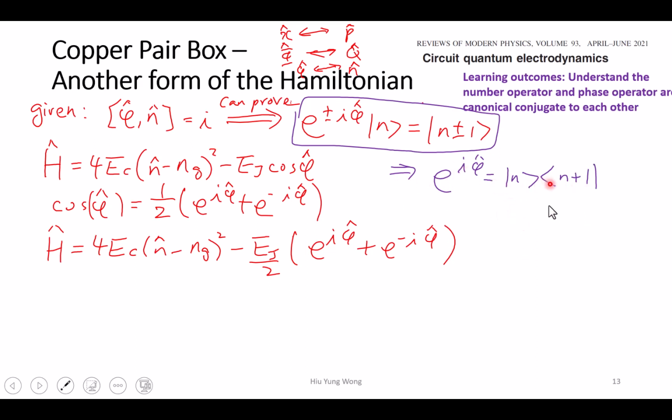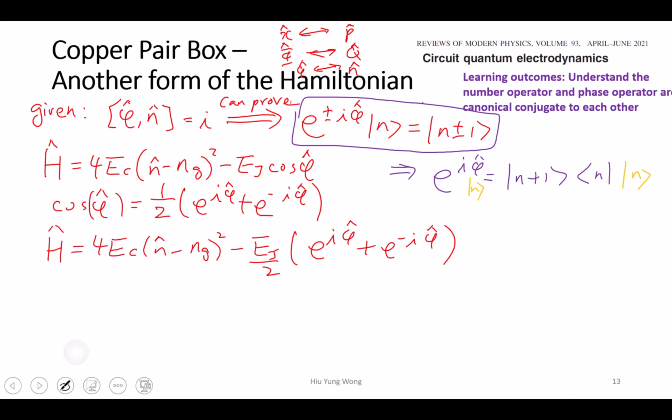But then obviously I wrote something wrong, so it should be opposite. Let me do it again. It should be the ket n plus 1 and then the bra n. Just check it. For example, I apply this to n, and then what happened? The inner product becomes 1 because of orthonormality, then it becomes n plus 1. Is that right? Yeah, that's correct. So this is the matrix form for this one.